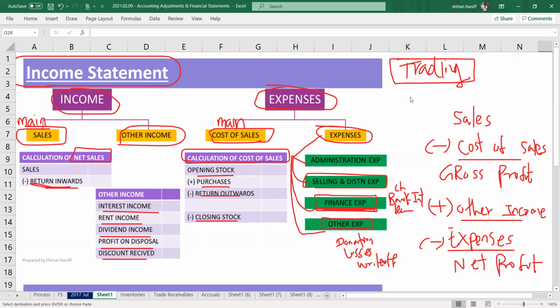Okay, so in the income statement, we take the sales minus cost of sales equals gross profit. Then we add the other income and deduct expenses. Then the answer is net profit. So this is the summary of the income statement.